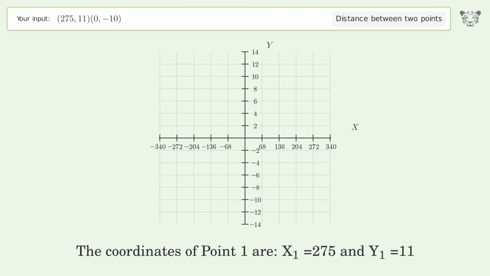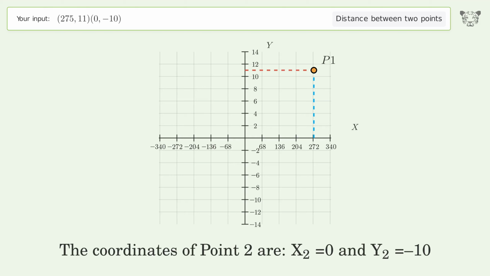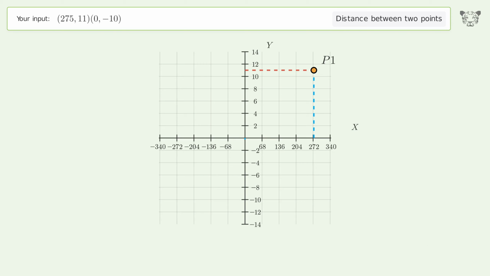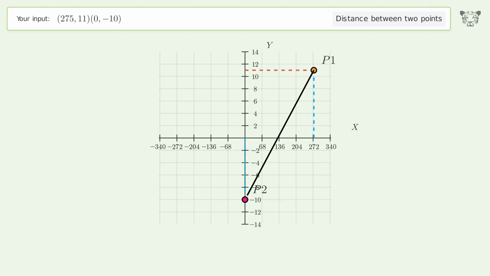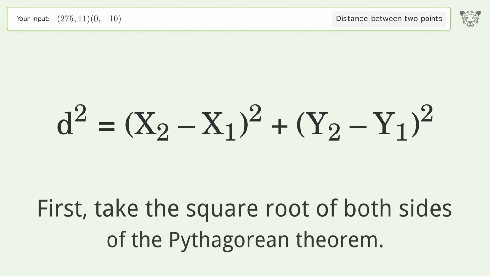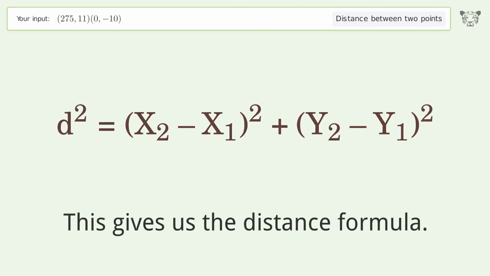The coordinates of point 1 are x1 equals 275 and y1 equals 11. The coordinates of point 2 are x2 equals 0 and y2 equals -10. D is the distance between the 2 points. First, take the square root of both sides of the Pythagorean theorem. This gives us the distance formula.